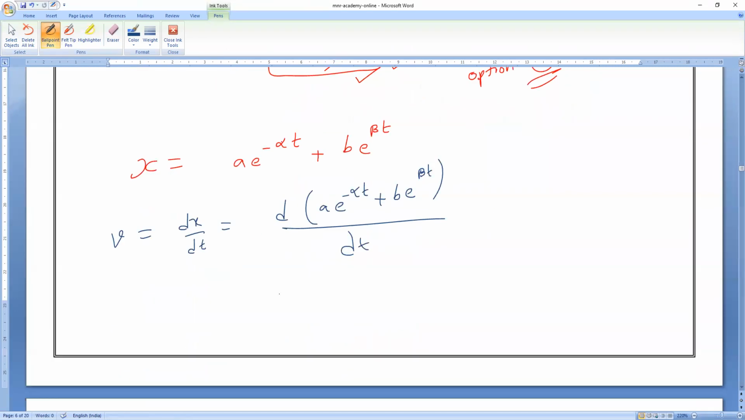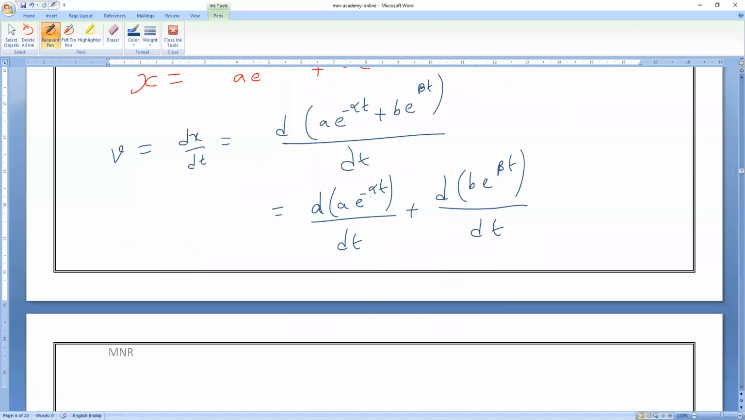Who is a constant here? A is a constant and B is also constant. I'll apply the derivative separately: d of a into e power alpha t divided by dt plus d of b into e power beta t divided by dt. So I'll bring the A outside first. A into the differentiation of e power minus alpha t, which is equal to e power minus alpha t. Is it right or wrong?